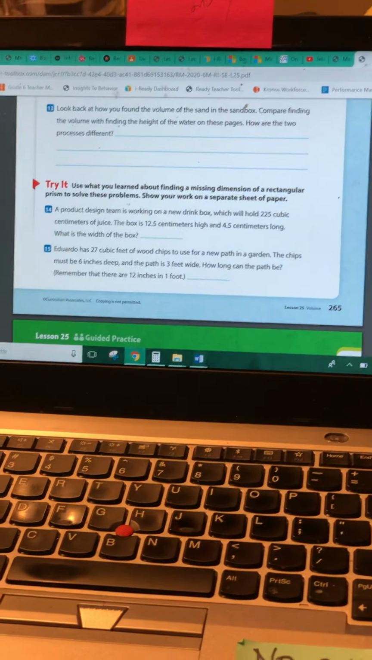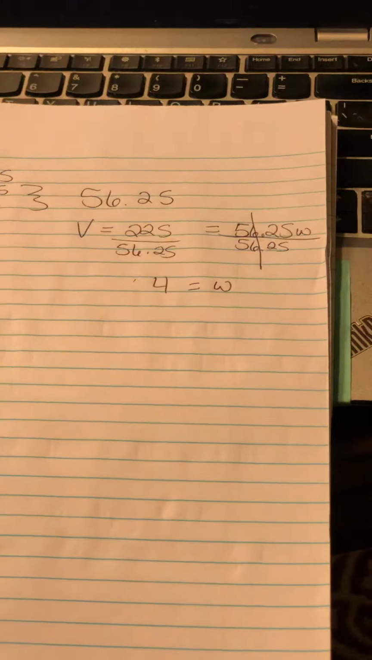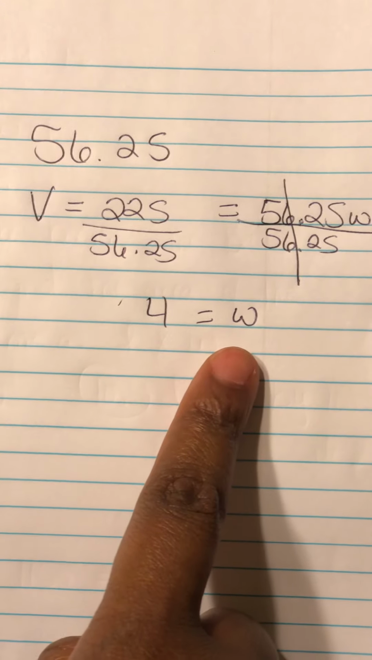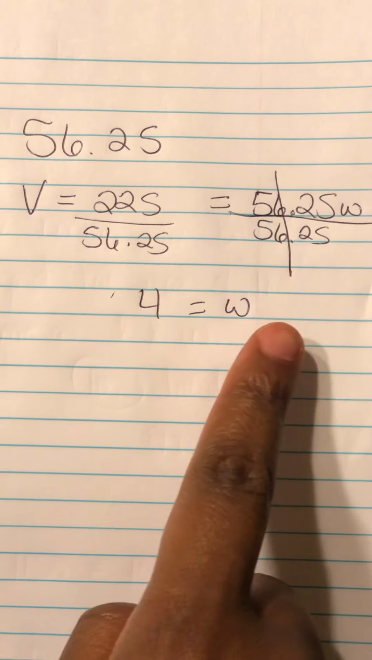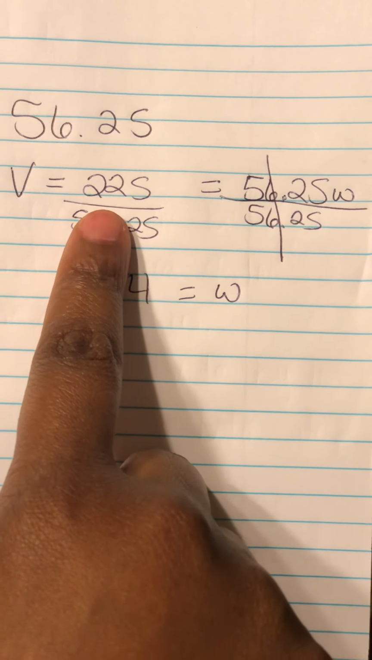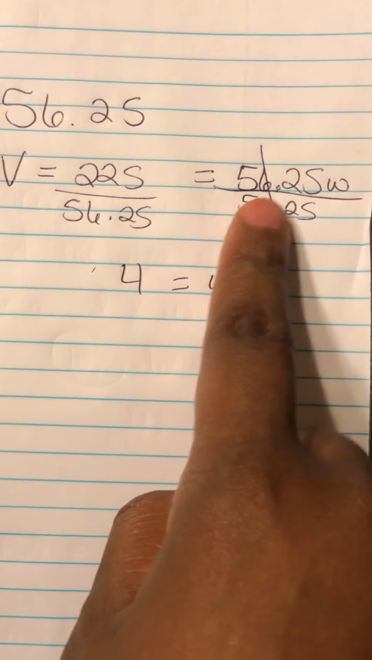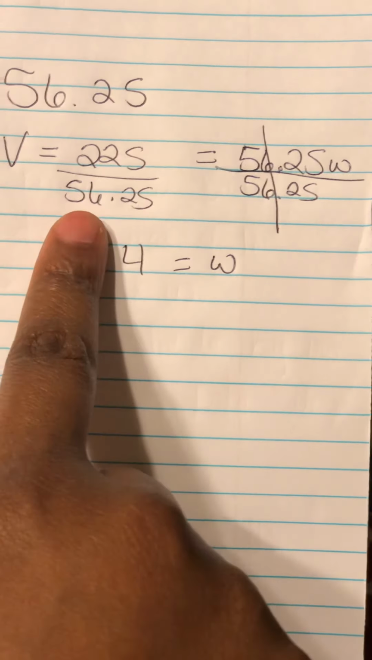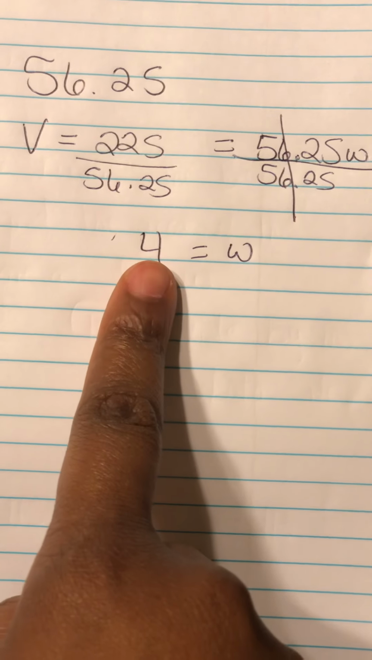So now I'm just going to put the camera on that. The width here is 4. Remember that W stands for the width. Okay, so I set it up like the multiplication equation that you guys have seen before. The volume is 225. Okay, and when I did 56.25 divided by 56.25, remember that cancels out and we bring down the W for width. 225 divided by 56.25 gives us the width of 4. Okay, so that drink box is going to be 4 centimeters wide.